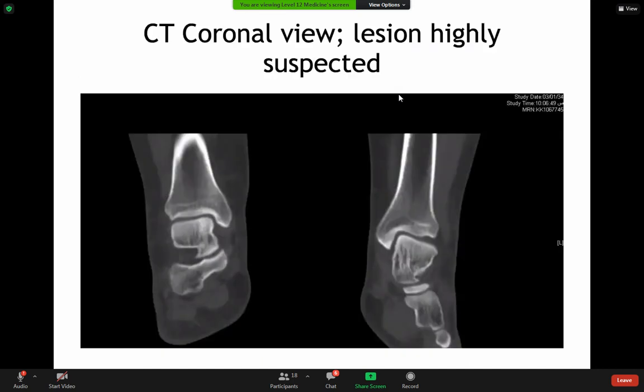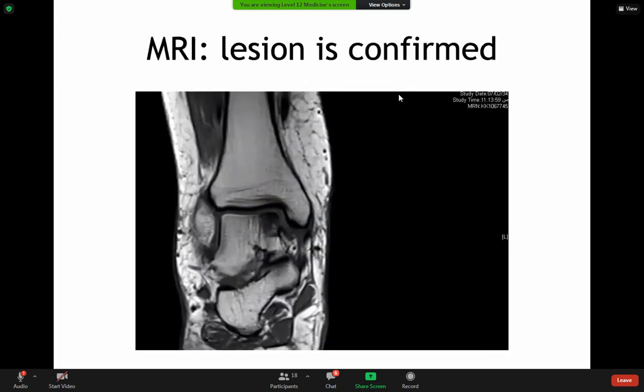So if you get a CT scan, you look and you see that there is more evidence that there might be something going on. So the lesion is more highly suspected, but the MRI is really what's going to show you the lesion. So the MRI is the standard of choice, and the lesion is confirmed. You can look at the talus, and you can see in the posterior medial corner of the talus the dark signal or the low signal in the corner, and that is the OCD lesion.